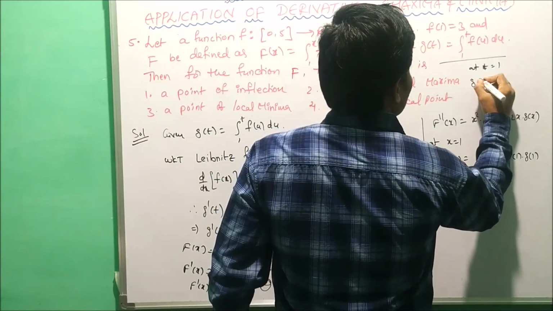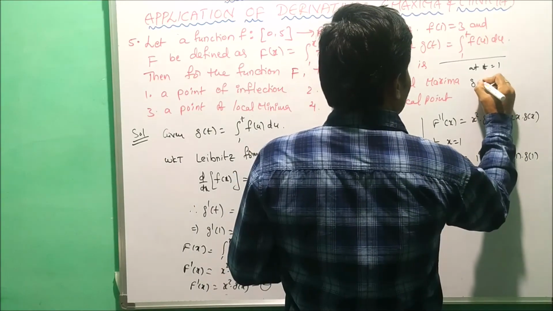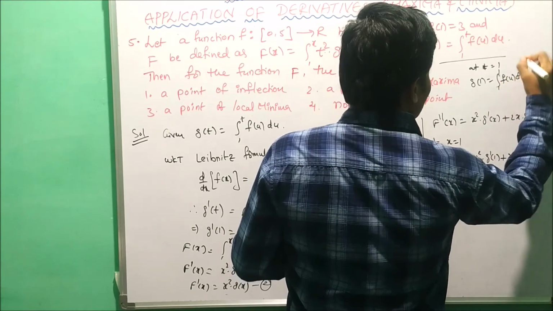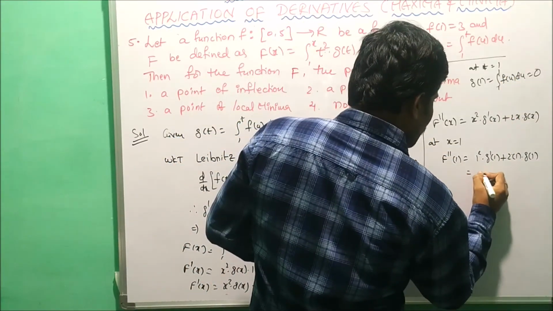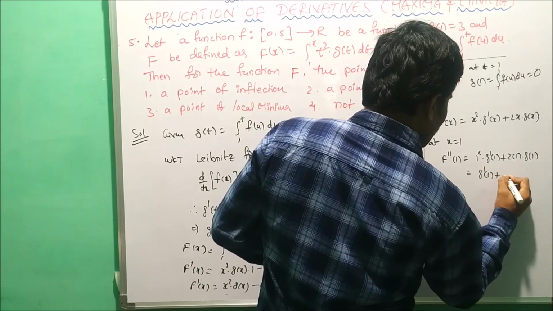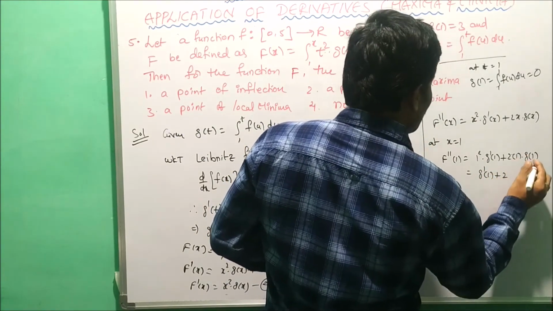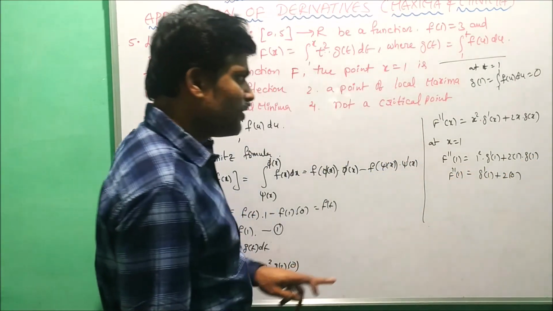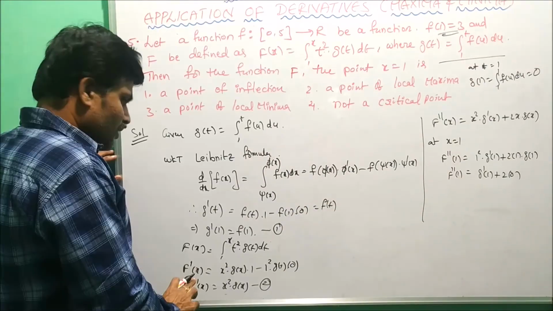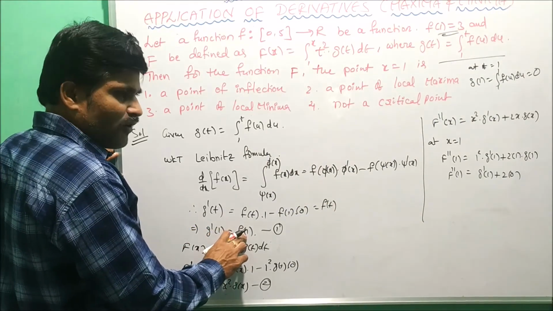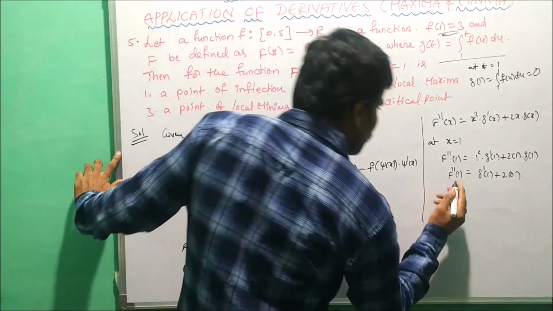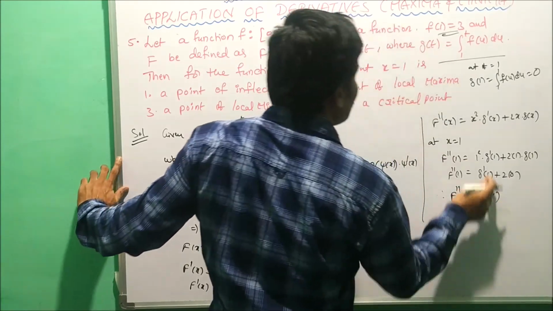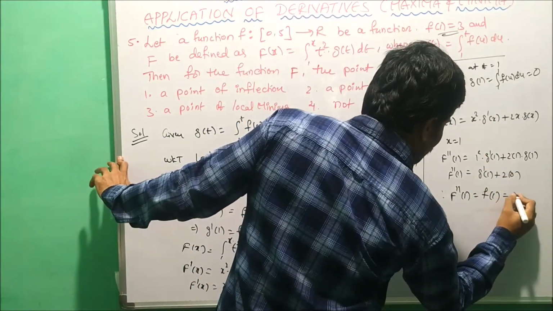So g of 1 equals integral 1 to 1 f of u du. That value is always equal to 0. Now we have g dash of 1 plus 2 into g of 1, whose value is 0. So F double dash 1 is always equal to g dash of 1. Now we observe g dash of 1 equals f of 1. Substituting, F double dash 1 equals small f of 1. Already given the value of f of 1, that is 3. So which equals 3.